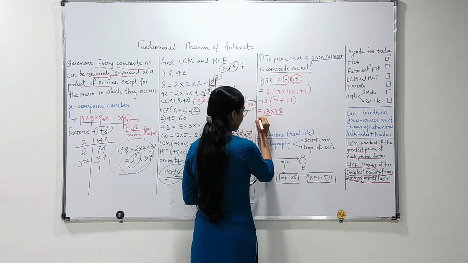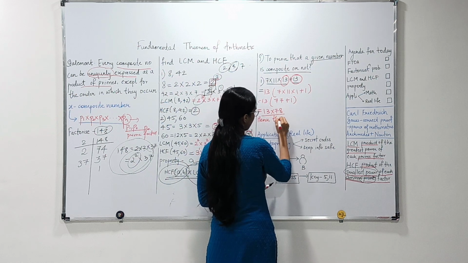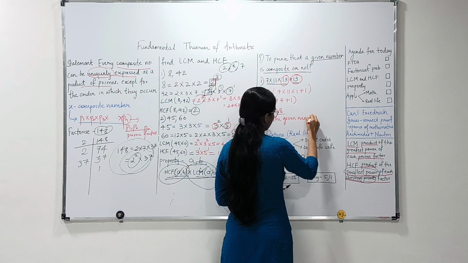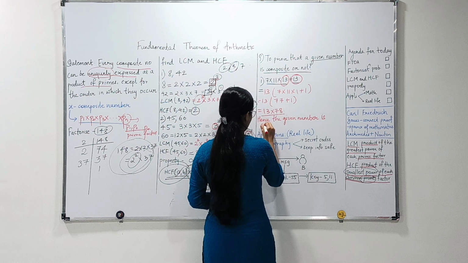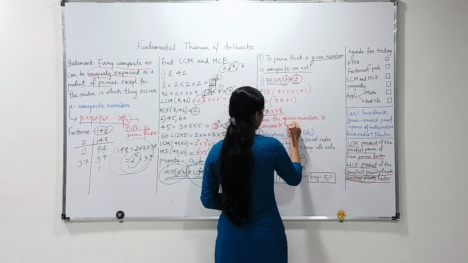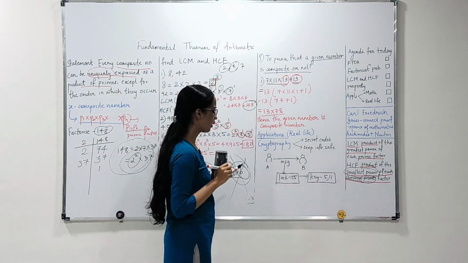So here we can say, hence the given number is a composite number.